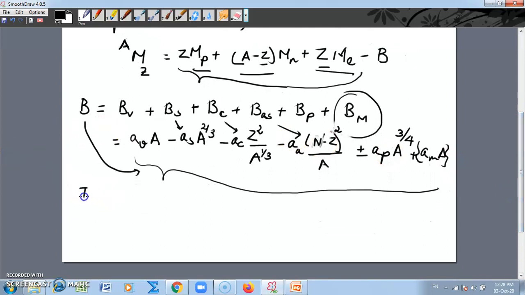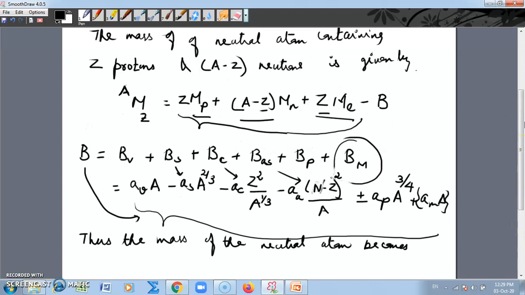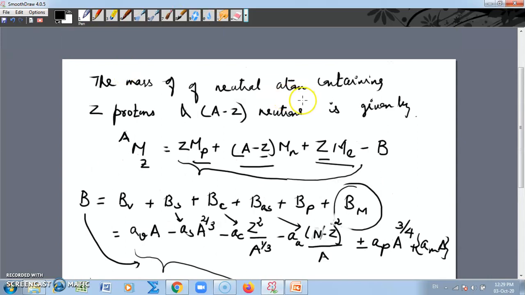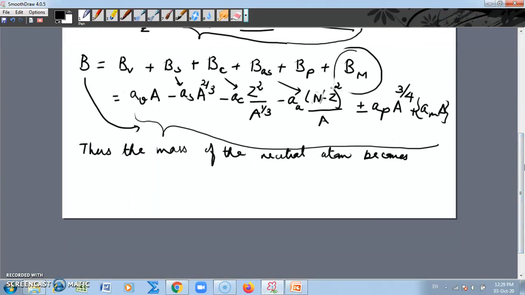Thus the mass of the neutral atom becomes, this was the formula, the one that we had written on the top. This was the formula for the mass, and when I use this, then what we have is, see, it's very difficult to operate this board.